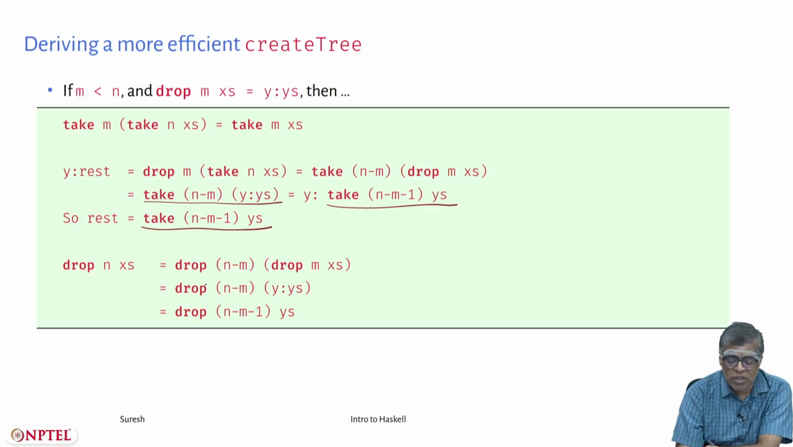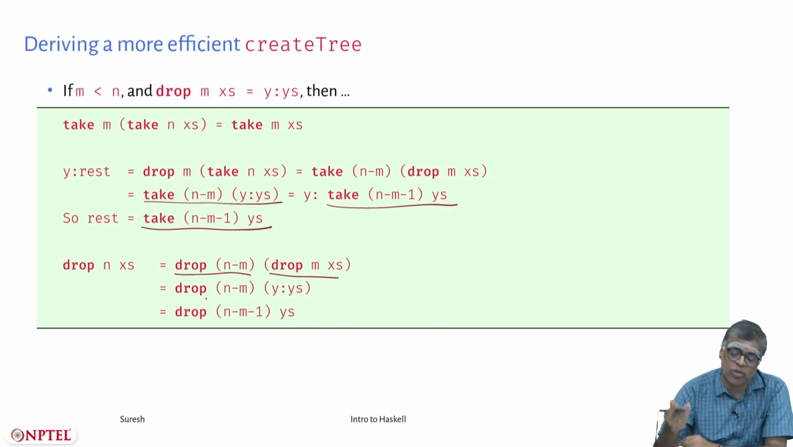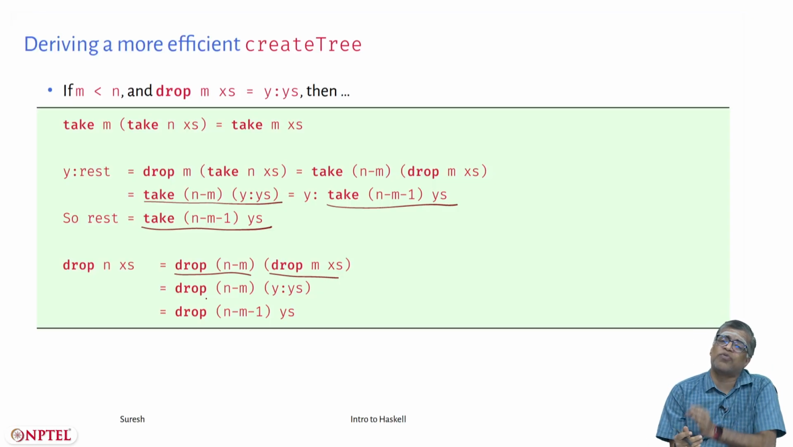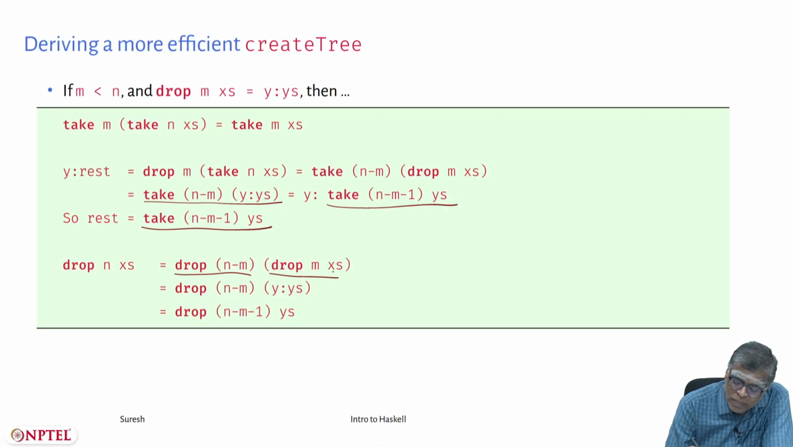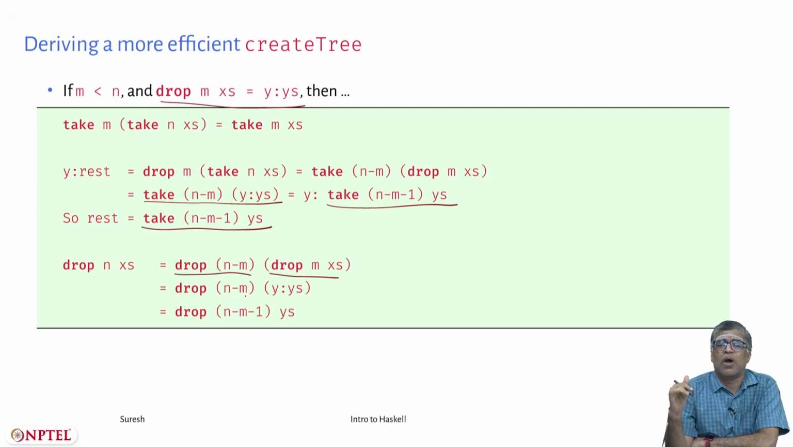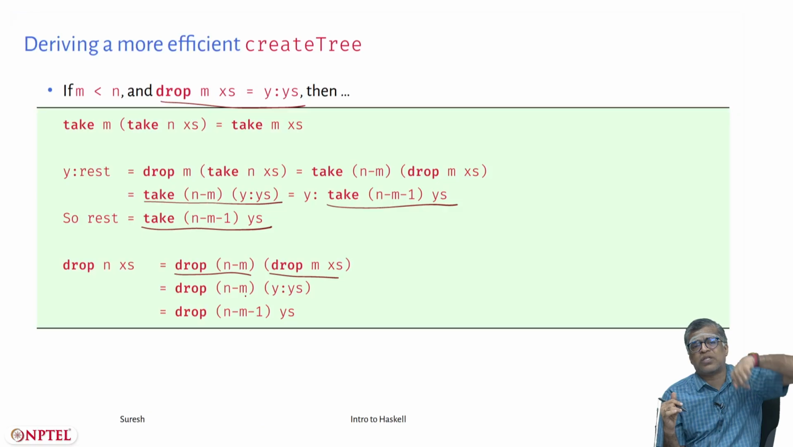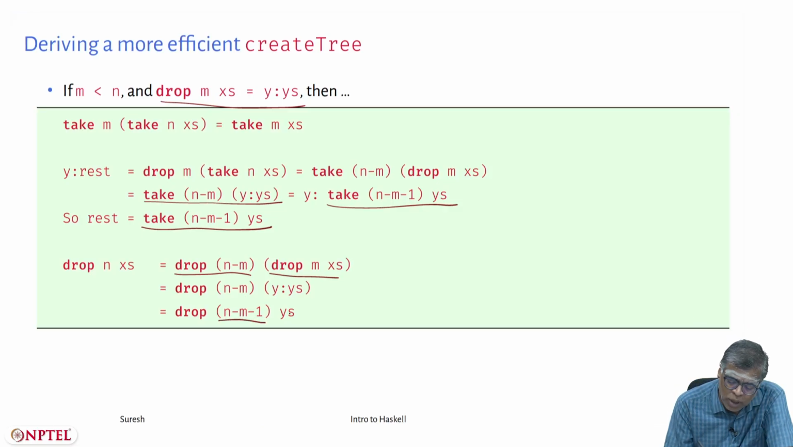Drop n x's is drop n minus m of drop m of x's, because if you have to drop n elements, you can achieve the same thing by first dropping m elements and then dropping n minus m elements out of those. But drop m x's is y colon y's, as we have said here. So this is nothing but drop of n minus m of y colon y's, but I have y followed by y's and I have to drop n minus m elements in this. That is the same as dropping n minus m minus 1 elements of y's.